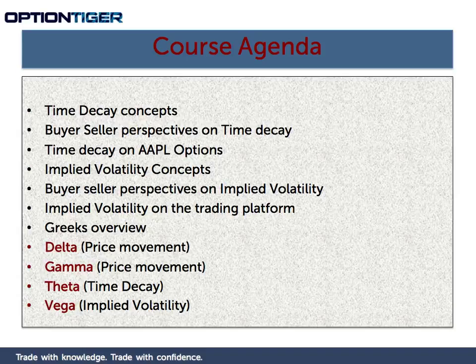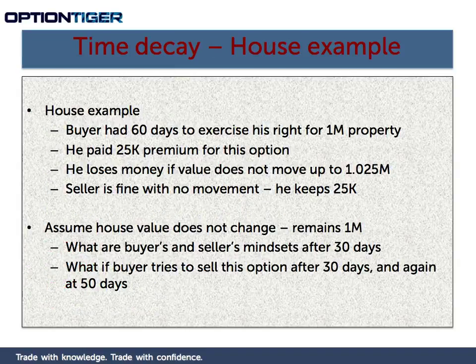The best way to understand the concept of time decay is to look at our examples that we studied in the call options and put options case. So let's just do a slight recap of the 2 examples. In the first case, we have the house. The house was worth $1 million. And we bought an at-the-money $1 million option, which had an expiry of 60 days, and we paid a premium of $25,000 for this option.